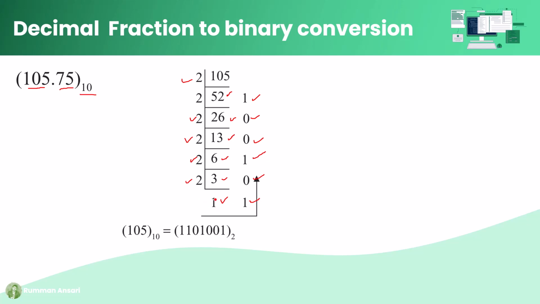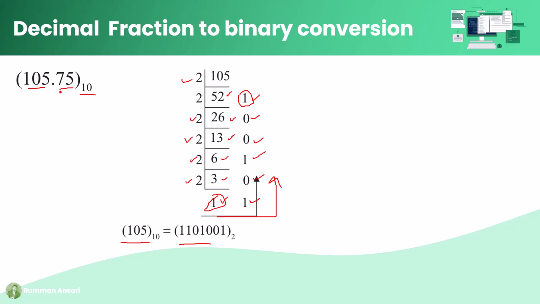When it reaches 1, you have to stop. This one is the most significant digit in this case, and this one is the least significant digit. That's why we have to read it this way, bottom to top. So the answer will be 1101001. If we convert the decimal number 105 to the binary number system, the answer will be 1101001.